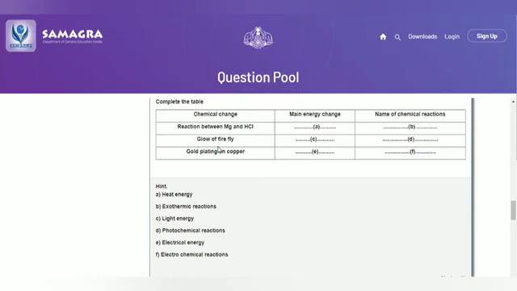Certain chemical reactions are given. We have to write the main energy change and the name of the chemical reaction. Reaction between magnesium and HCl: the energy change is heat energy, and the reaction is exothermic. Glow of a firefly: light energy, photochemical reaction. Gold plating on copper: electrical energy, electrochemical reaction.